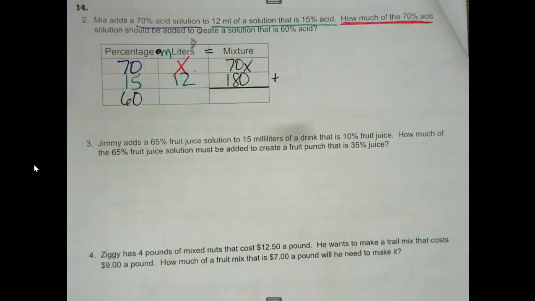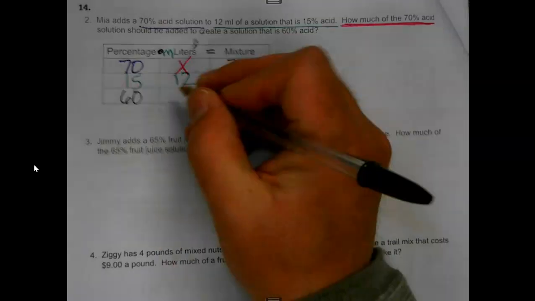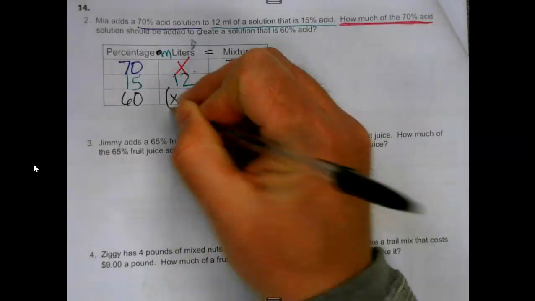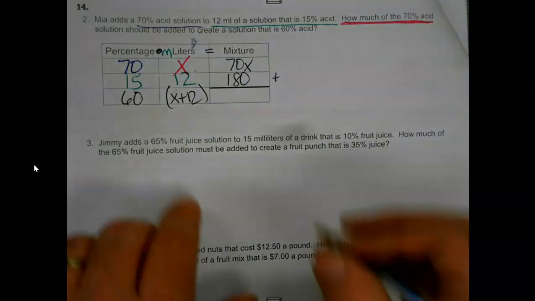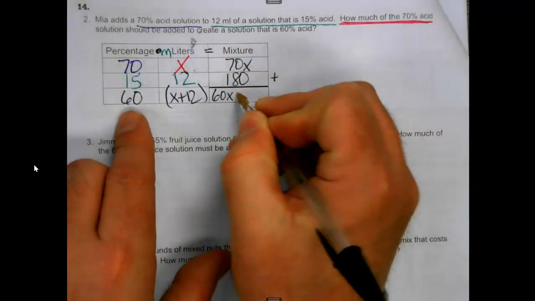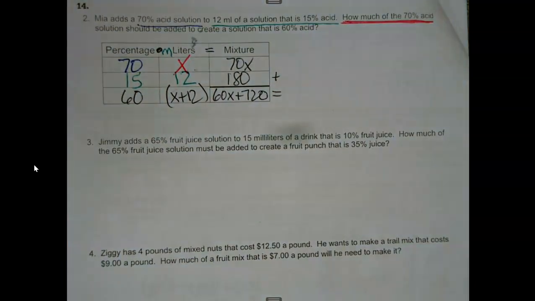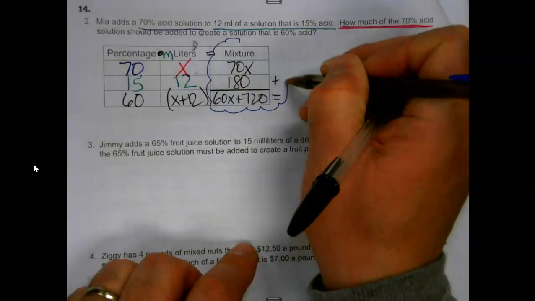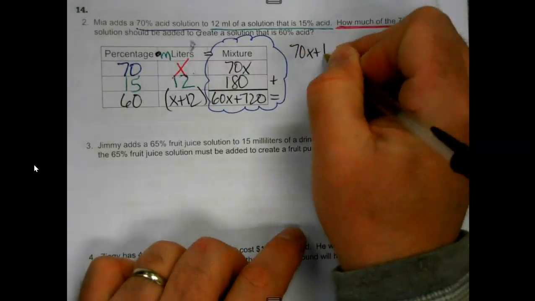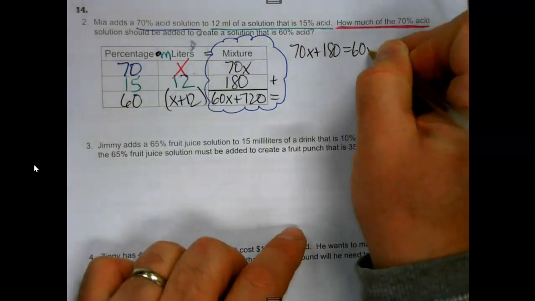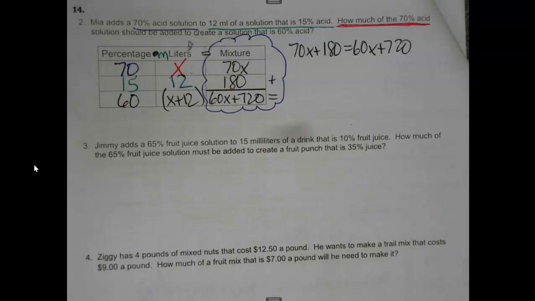So how many milliliters do I have total in my beaker in this case? 12 plus X, or X plus 12, either way. Just not 12X. We're not multiplying, we're adding. And so my mixture, if I distribute that 60, gets me to here. And just like I said on that last page, there's your equation. It's set up already. So 70x plus 180 equals 60x plus 720. And now we're back into the Algebra 1 game.